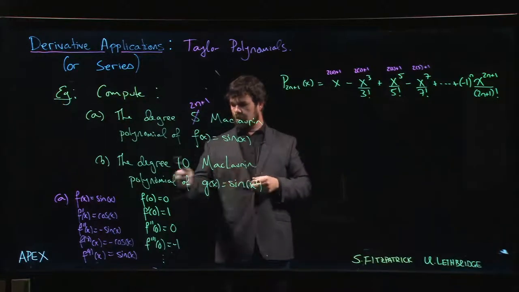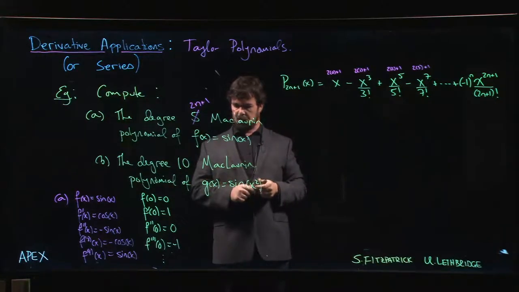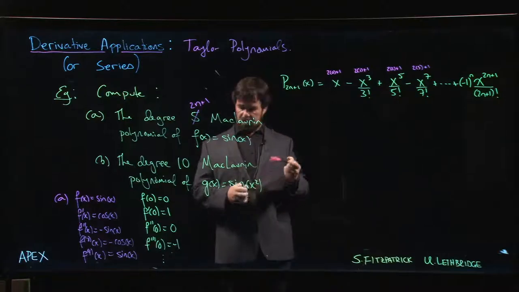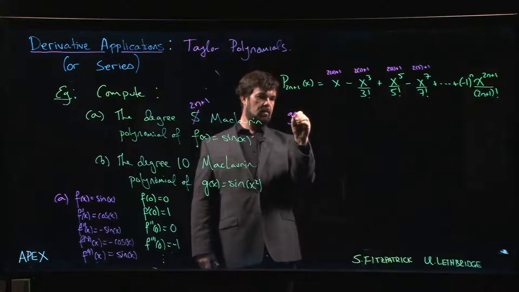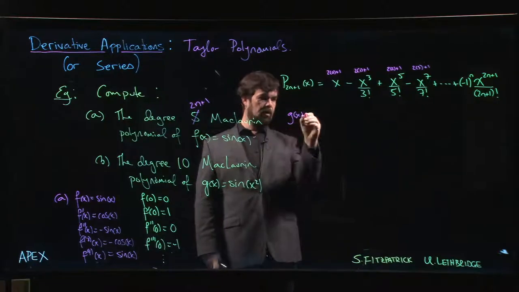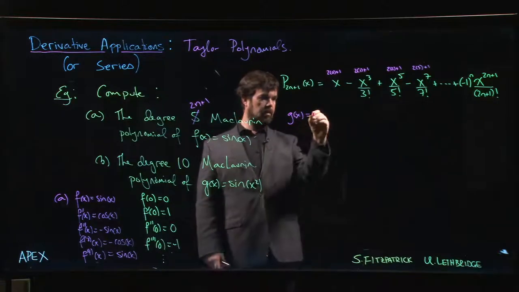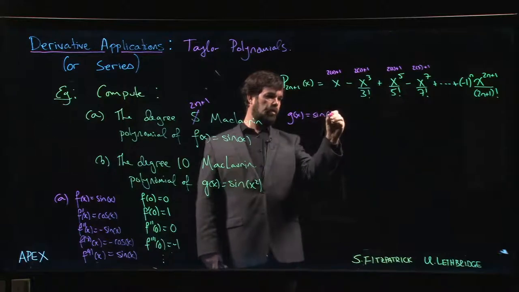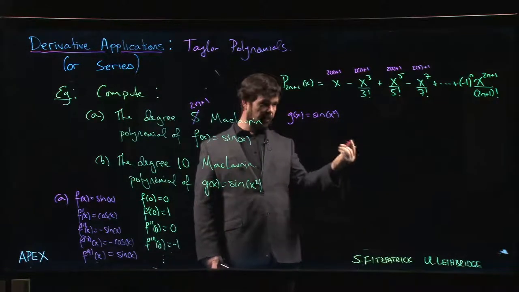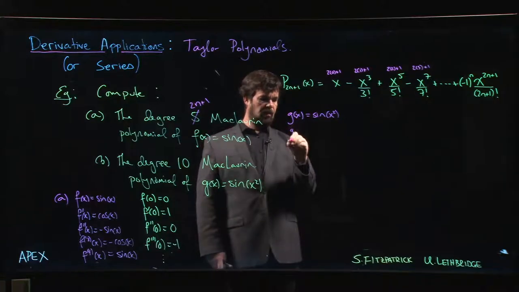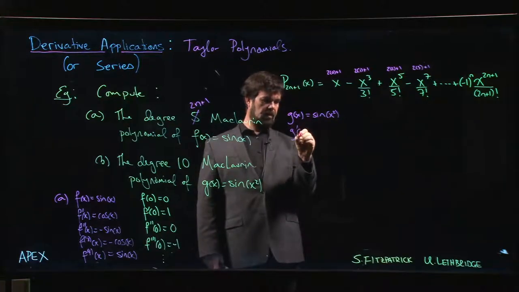Now, degree 10 Maclaurin polynomial for sine of x squared. This gets a little bit trickier because now we've got chain rule with the derivatives, and I need 10 of them. And of course, the point of this exercise is for us to realize at the end that we didn't have to do this, but you have to do it once before you realize that.